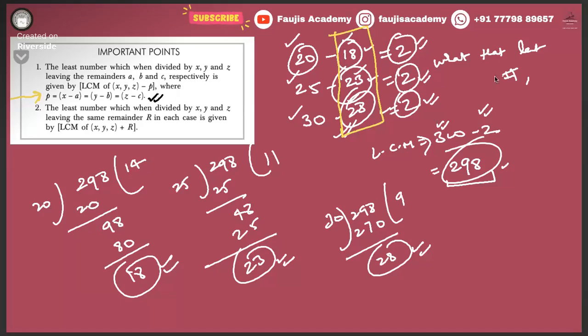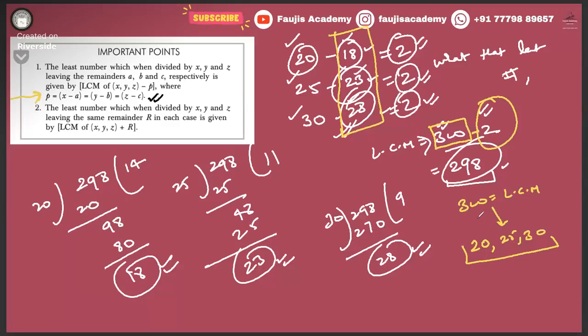particular stuff a bit more carefully, what actually has happened is that they have found out the LCM, which means a number which can divide 20, 25 and 30, which can divide all of these numbers, and they have reduced 2. If you reduce 2 from the number which is a multiple of all of these three numbers, a common number, let's say I reduce 4 instead of 2, what will be the remainder here?